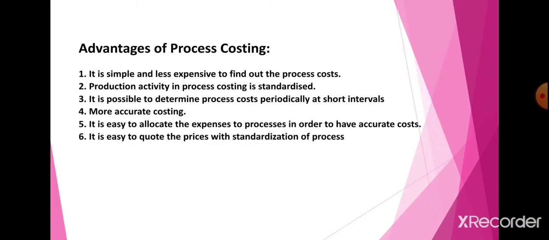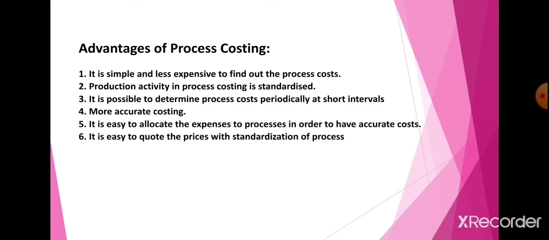Last one is it is easy to quote the prices with the standardization of process. Standard costing can be established easily in process type of manufacture. In process costing, the products are homogeneous. As a result, cost per unit can be easily computed by averaging the total cost, and price quotations become easier.